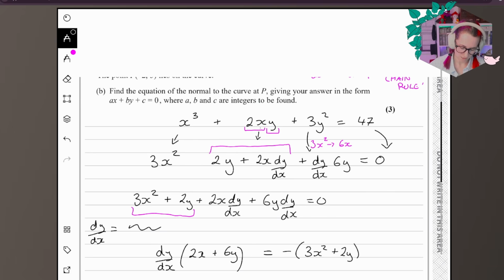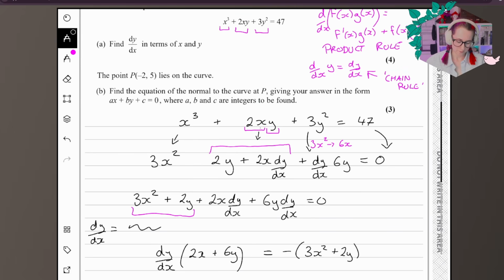That's part A. Point P lies on this curve. Find the equation of the normal to the curve at P, giving your answer in the form ax plus by plus c equals 0, where a, b, and c are integers to be found. Okay.